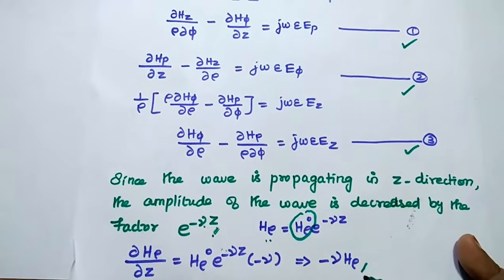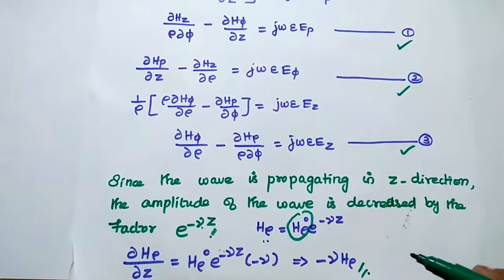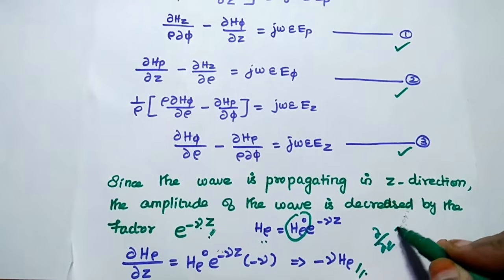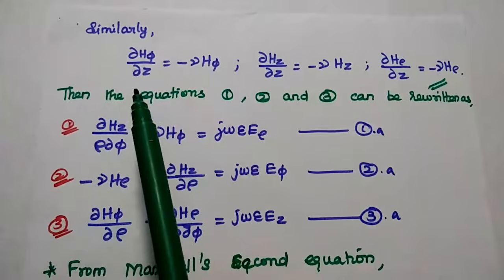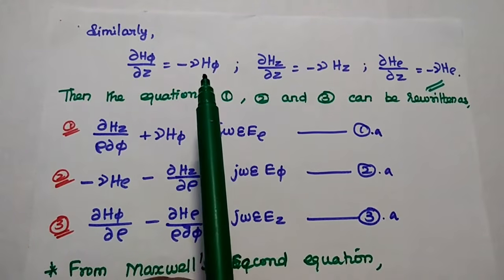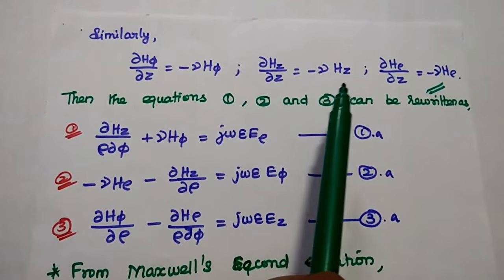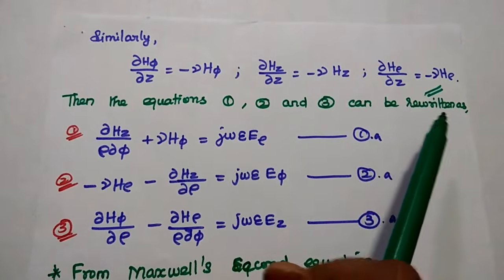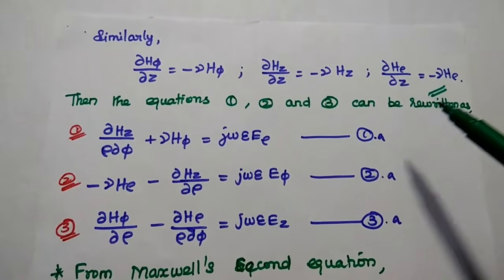So here you have to remember one thing. For any field component which is propagating in the z direction, its differentiated value is equal to minus gamma times that particular value. Similarly, we can get dou H phi by dou z equal to minus gamma H phi, dou Hz by dou z equal to minus gamma Hz, dou H rho by dou z equal to minus gamma H rho.